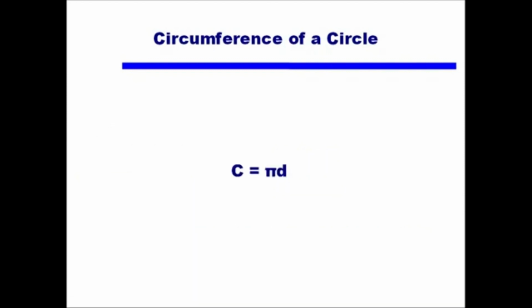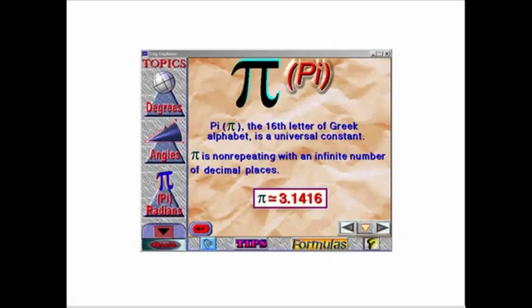Let's go back to the formula c equals pi times d. Now you've probably heard this formula before, but let's solve for this symbol pi. Pi is equal to the circumference divided by the diameter. What does that mean? Using the software Trig Explorer, we see that pi is approximately equal to 3.1416. Pi is an irrational number.